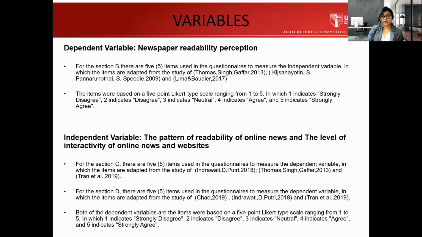Okay, so the Likert scale that I've been using: the first is strongly disagree, the second indicates disagree, the third indicates neutral, the fourth indicates agree, and the fifth indicates strongly agree. So that was the Likert scale that I adapted into my sections B, C, and D.